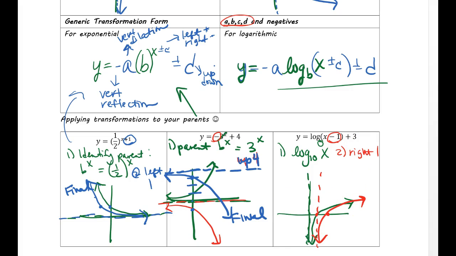The last thing is this plus 3 at the back, which would be my up and down. So it's going to be up 3. Now what do I move up 3? Well, everything. Let me move this up 3. 1, 2, 3. And what about my asymptote? If I take that and move it up 3, well, I can do that if you want to do that, but it's still just going to be in the same spot, okay? And now we just recopy the red graph, and that is my final.